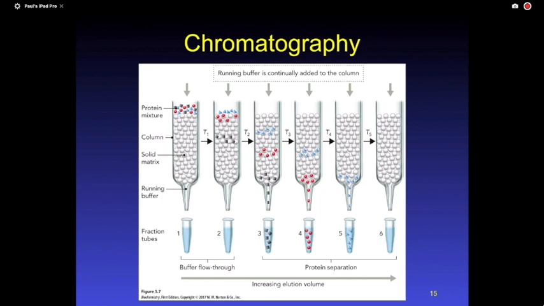I usually wash the column with running buffer before I put anything on, just to make sure everything's moved out. I load with my mixture of things I want to separate. I wash with running buffer to wash off everything that won't stick. And then I elute using a new buffering system. Then I collect fractions, and then I usually wash the column to make sure it's all clean before I start again. These columns can be reused, and are reused because the matrix is sometimes very expensive.